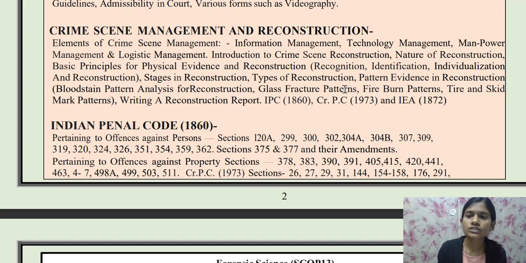Then types of reconstruction, like pattern evidence in reconstruction. Based on blood stain pattern analysis, we can go with different kinds of reconstruction. Based on glass fracture pattern analysis, we can identify through which window they entered, which is the exit side, which is the entry side. Also based on fire burn patterns, like in case of gunshot injury, and also in arson cases. Then tire and skid marks pattern. Individually we are taking these different patterns for reconstruction of the crime, and also how to write a reconstruction report.